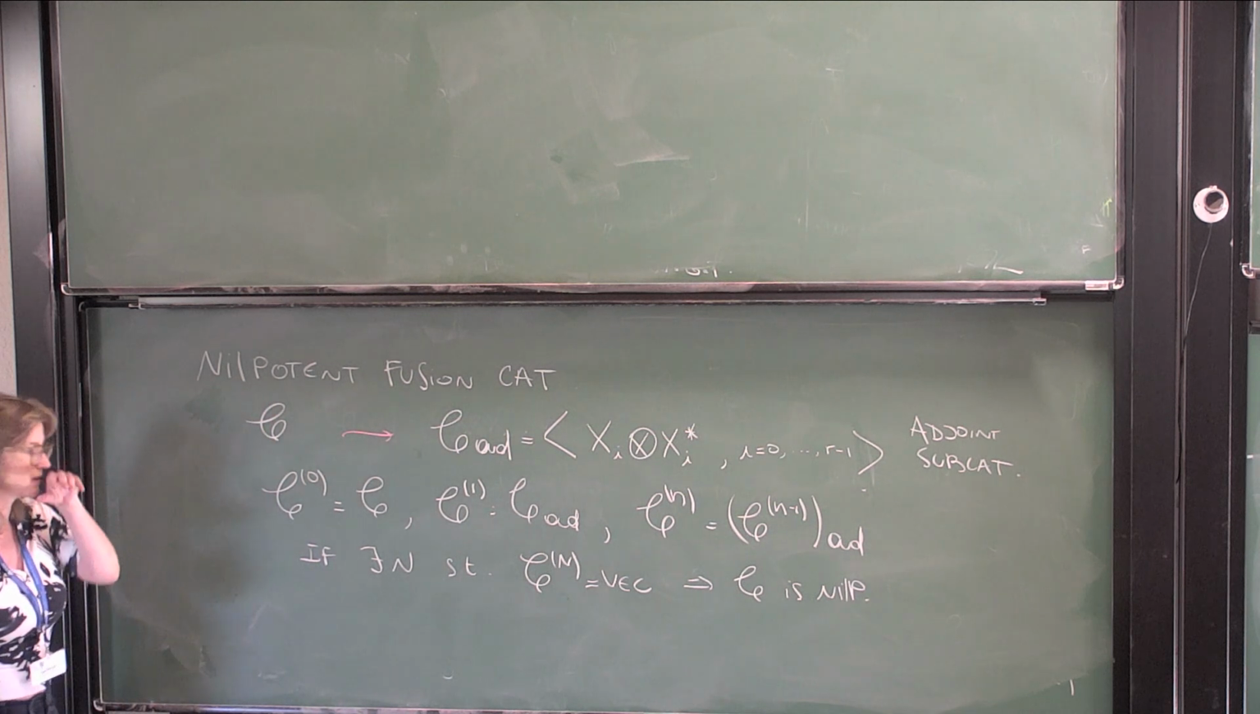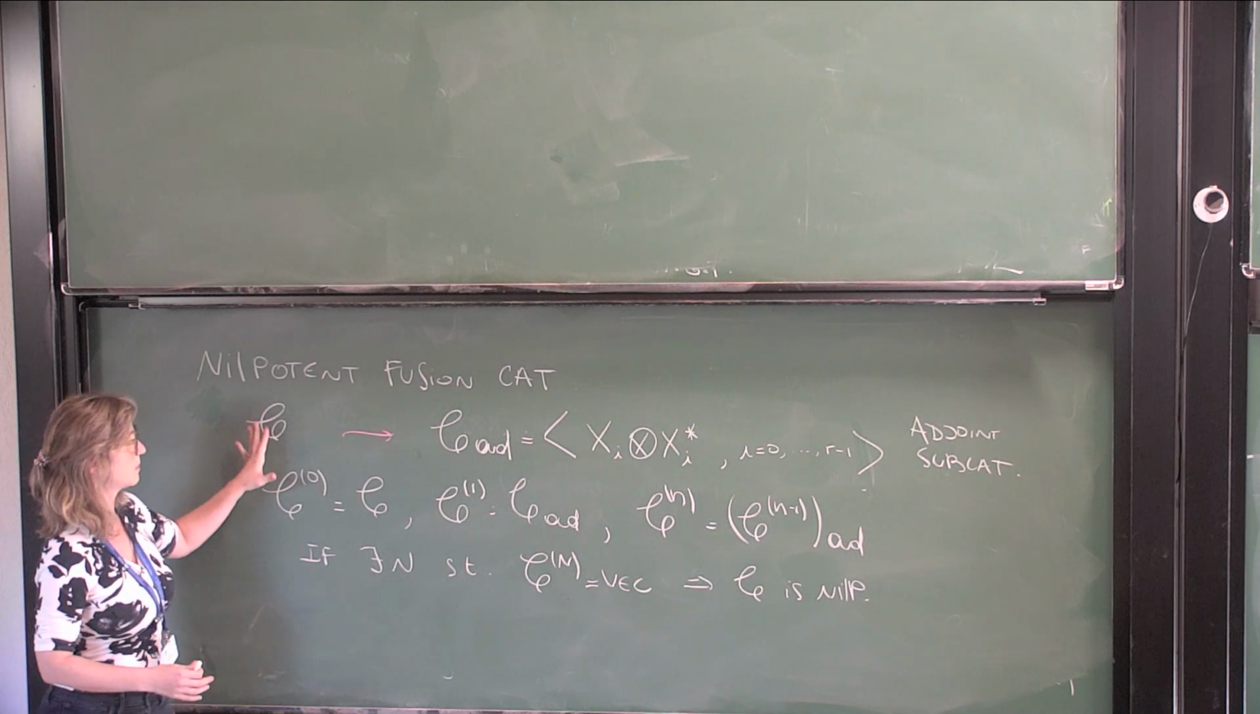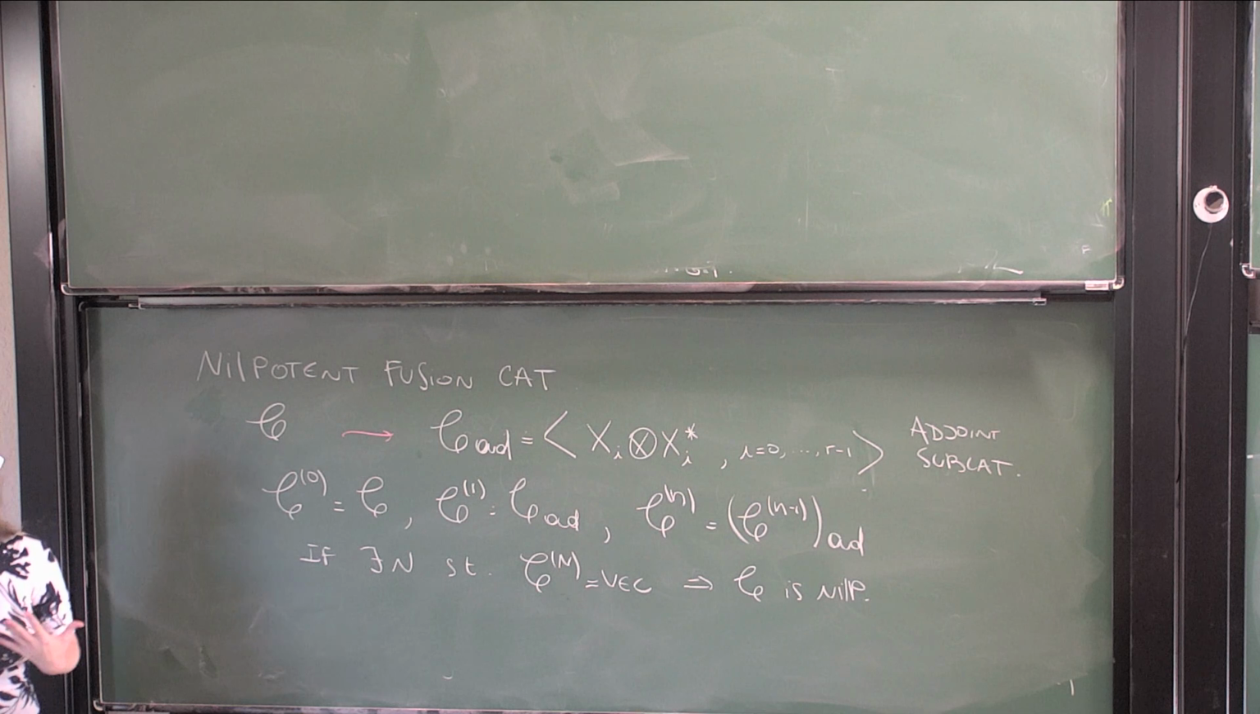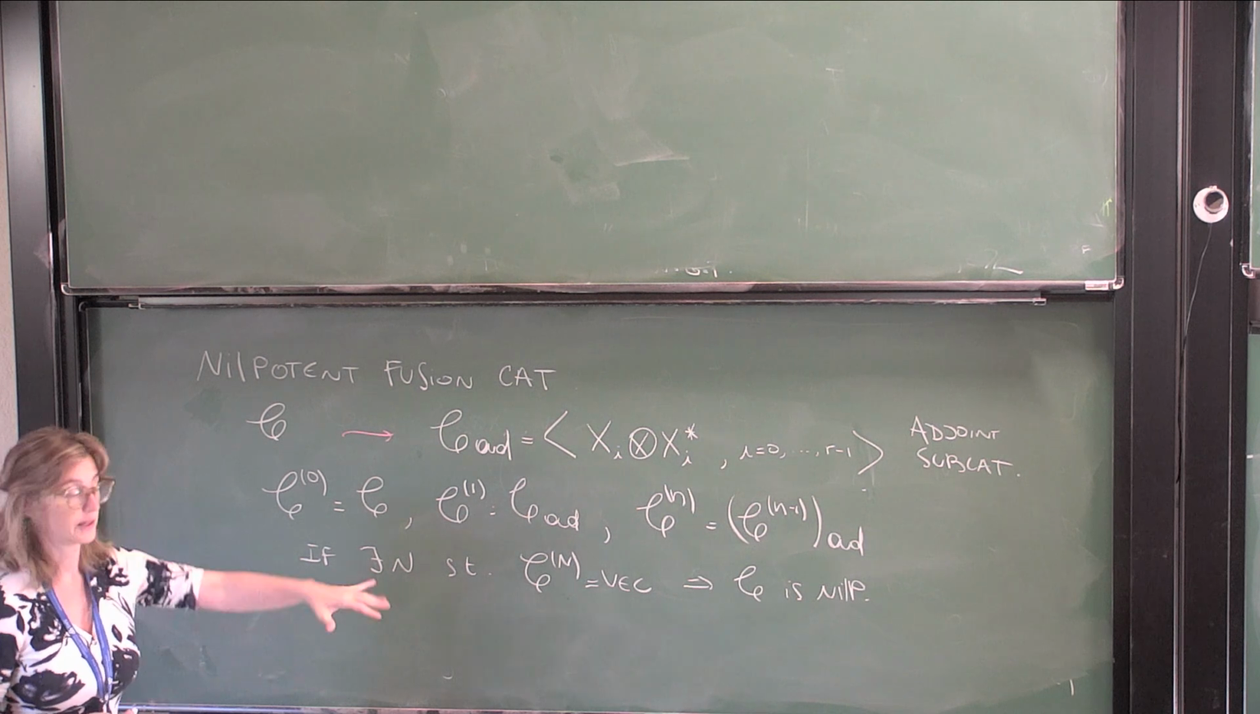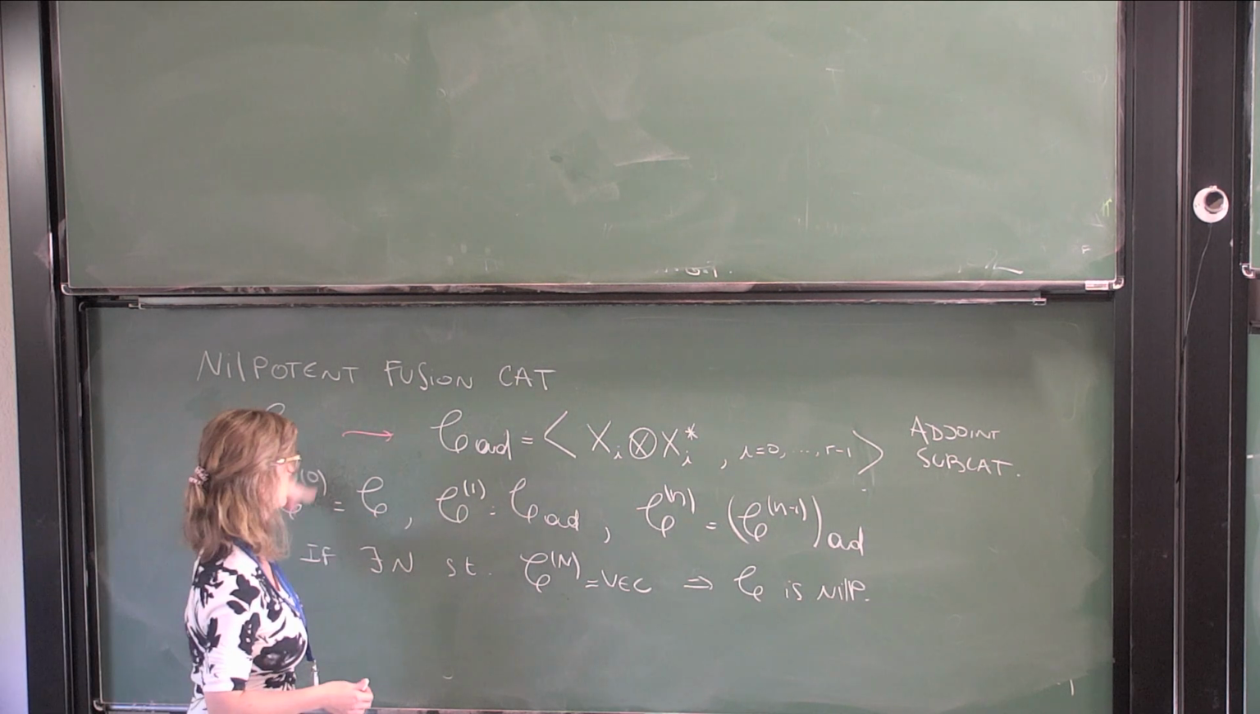So for example, if I start with the category Rep G, C is nilpotent if and only if the group is nilpotent. And the same happens for solvability, that I gave the definition that it's Morita equivalent to cyclic nilpotent.